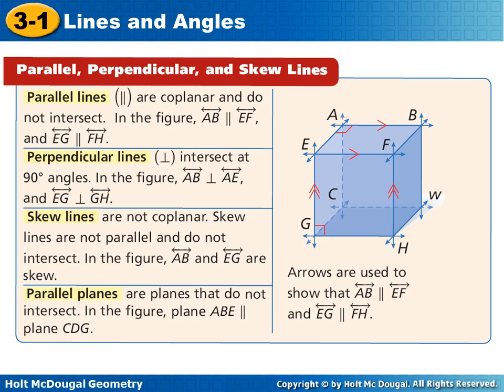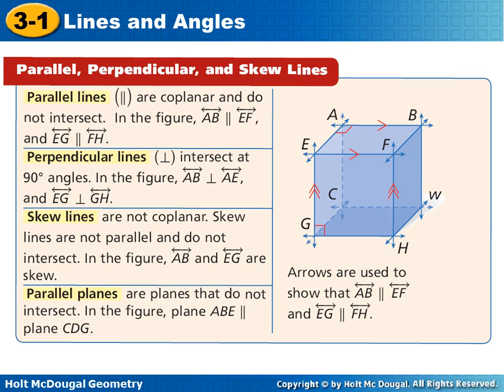Perpendicular lines, represented by an upside down T, intersect at 90-degree angles. In the figure, they are AB and AE, and EG and GH. Notice that both of these share a point. They don't always have to share a point, though. Just in these cases, they actually intersect at a corner.